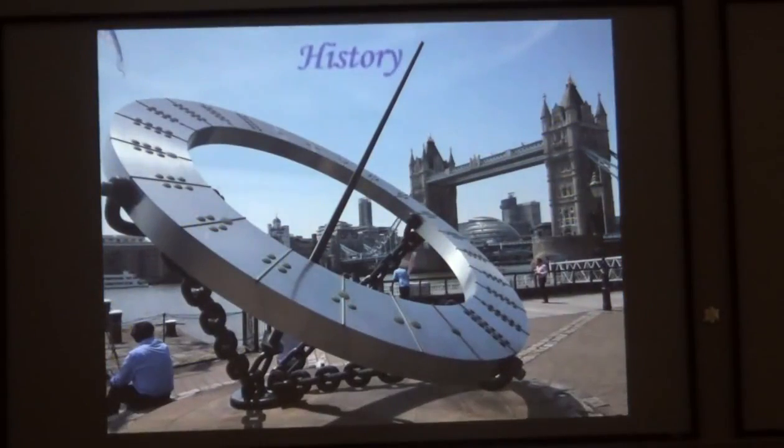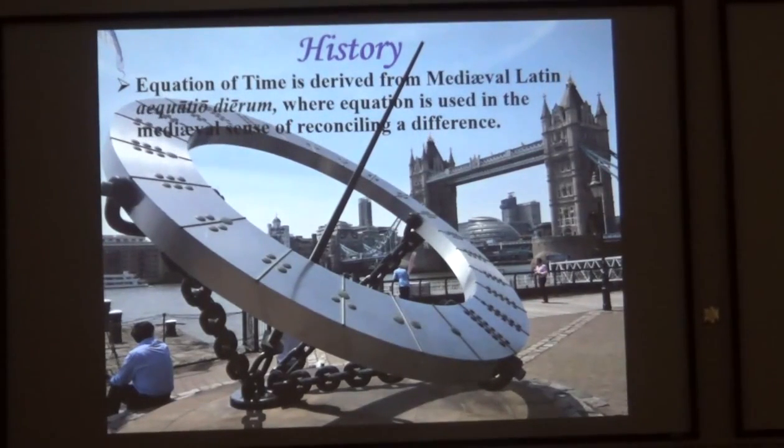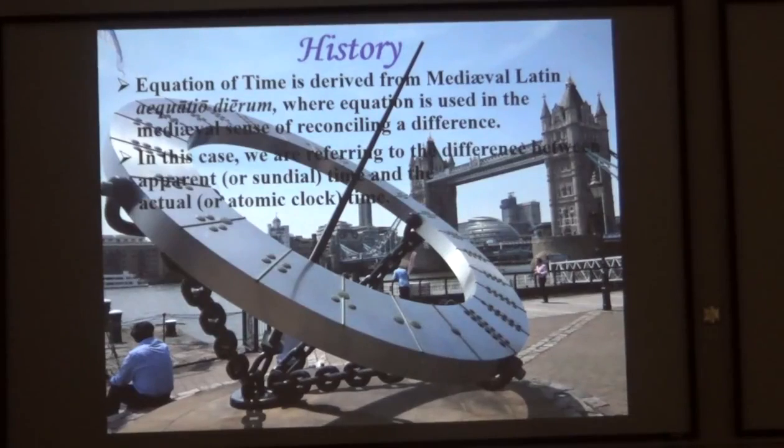Anyway, moving on, there's Tower Bridge in London, and there's a beautiful sundial right outside Tower Bridge. So just a little bit of history here. This equation of time comes from the medieval Latin aequatio, and they're using the word equation in this sense to talk about reconciling a difference between things. Here we're talking about the difference between the clock noon, according to your watch, and the sun noon, when the sun is at its highest point. They're only the same a couple of times a year. So we're talking about that difference: how early or late is the sun arriving at noon.